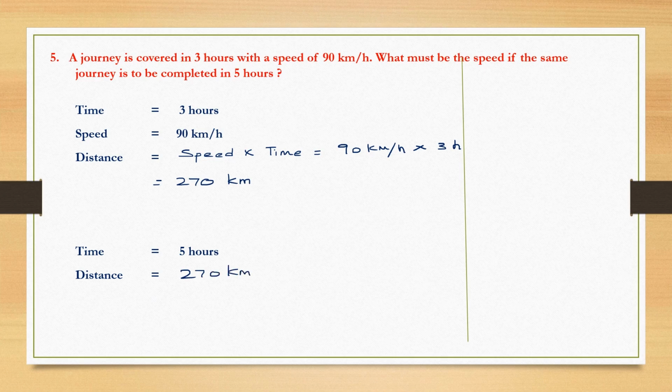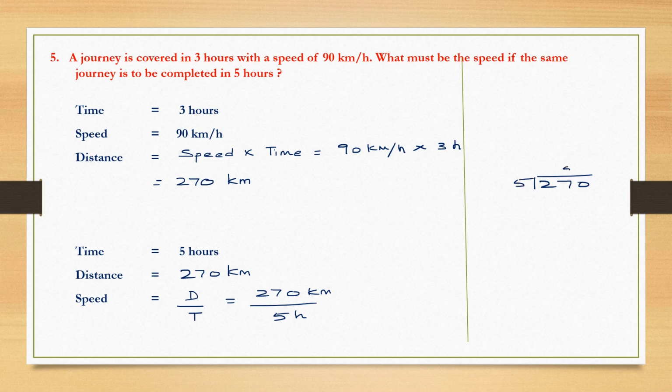Now we have to find the speed using the formula speed is distance divided by time, and distance is 270 kilometers and time is 5 hours. So let's divide 270 by 5.